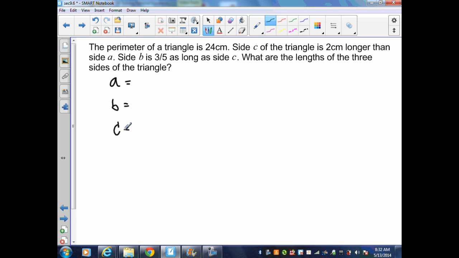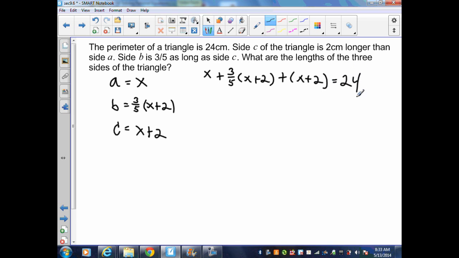And in this problem, side C of the triangle is 2 centimeters longer than A. Side B is 3/5 as long as C. I actually know nothing about A, so therefore I will let that be x. And then I know side C is 2 centimeters longer than A. A is x, so C is x plus 2. And it states that side B is 3/5 as long as side C. Side C is x plus 2, so B is 3/5 times x plus 2. And of course, we know the perimeter of a triangle is just adding up the lengths of the sides, and the perimeter is given to me. Therefore, I can set up an equation: x plus 3/5 times x plus 2, plus x plus 2 equals the perimeter, which is 24.